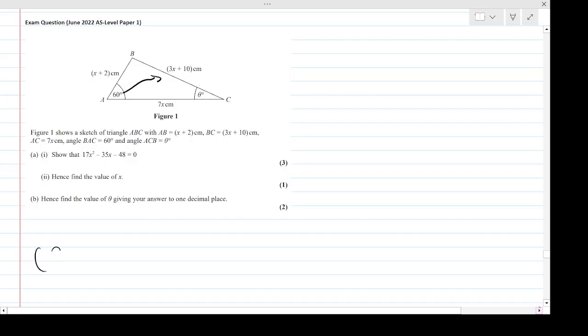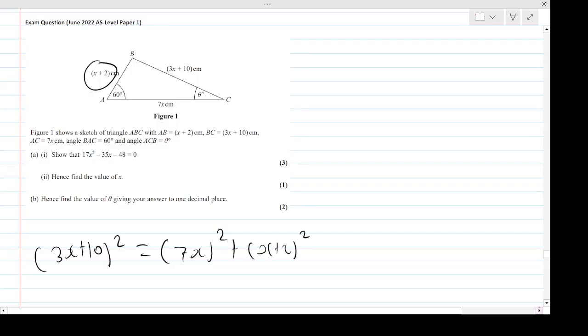So that means 3x plus 10 all squared is going to equal the other two sides squared. So 7x all squared, add x plus 2 all squared, minus 2 times the sides, 7x times x plus 2, times cosine of 60. So again, I just jumped right into the cosine rule there. I didn't state the formula, I just jumped right into it.